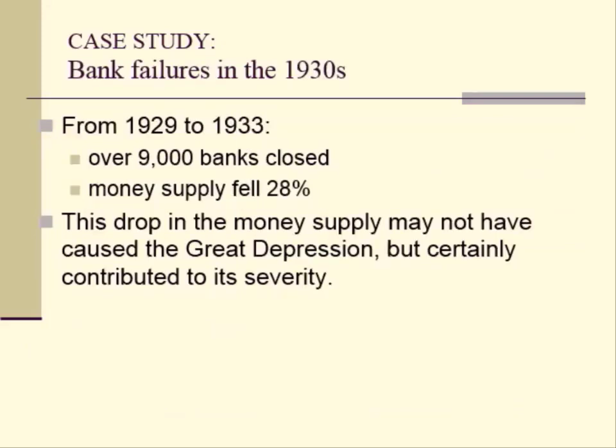Now let's look at a case study, the bank failures in the 1930s. From 1929 to 1933, over 9,000 banks closed and money supply fell 28%. This drop in money supply may not have caused the Great Depression, but certainly contributed to its severity. I highly recommend you watch Free to Choose episode number 3, The Anatomy of Crisis by Milton Friedman, that I posted the link to on YouTube.